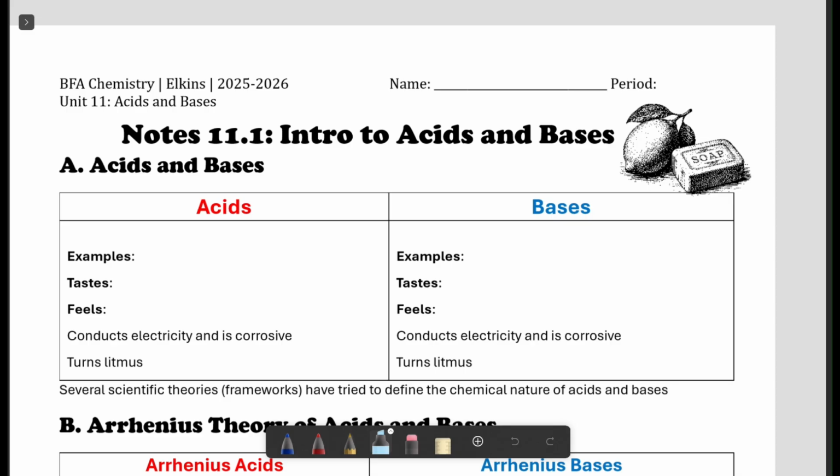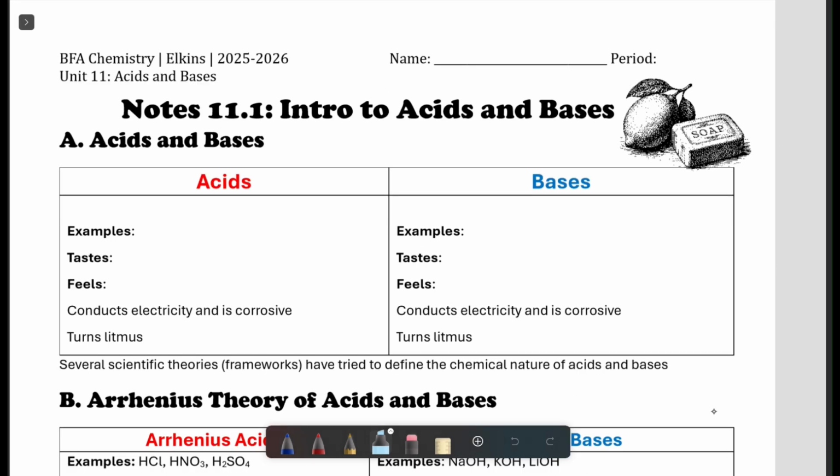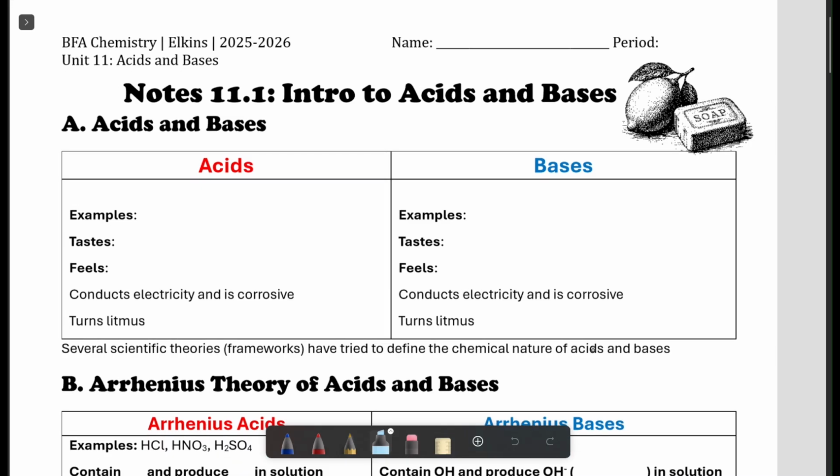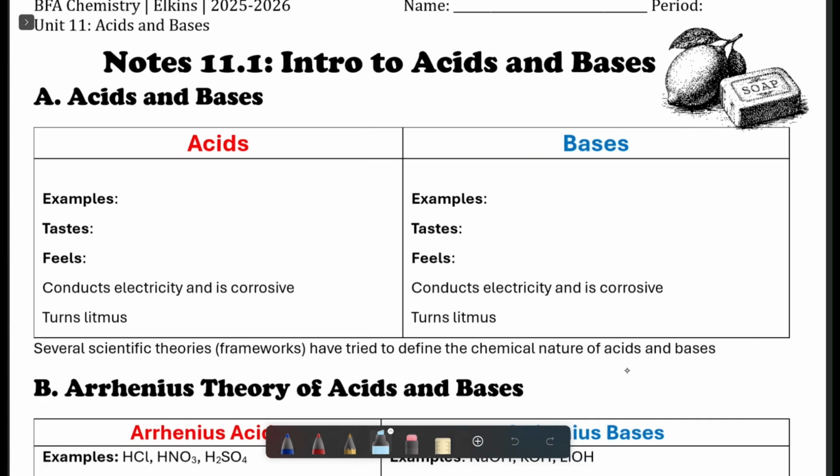All right, our unit 11 is on acids and bases. These are probably some things that you've learned. How many of you have learned about acids and bases in middle school or something like that? Okay. The lotion that Sam is putting on his face right now is probably a base. We're going to learn about acids and bases here. Okay, what are some examples of acids that you can think of?